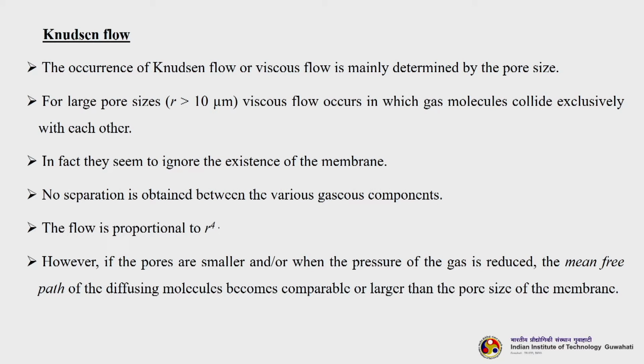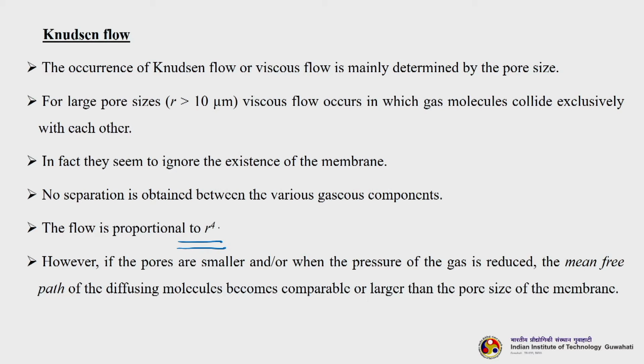The occurrence of Knudsen flow or viscous flow is mainly determined by the pore size. Let us say for pores which are larger, greater than 10 micron, viscous flow occurs, in which gas molecules collide exclusively with each other. In fact, they seem to ignore the existence of the membrane. No separation is obtained between the viscous gaseous components. The flow is proportional to the radius to the power of 4, so r to the power of 4, where r is the pore radius.